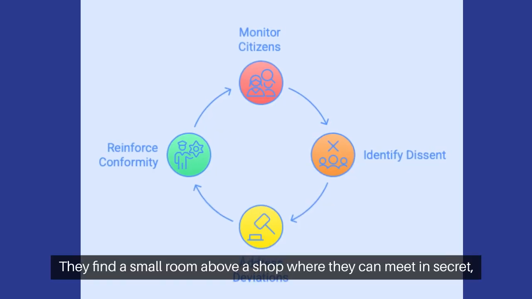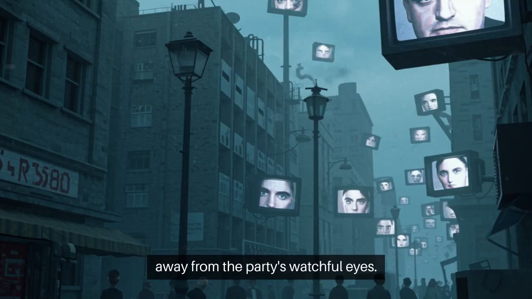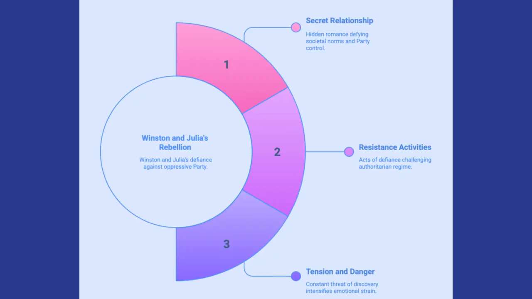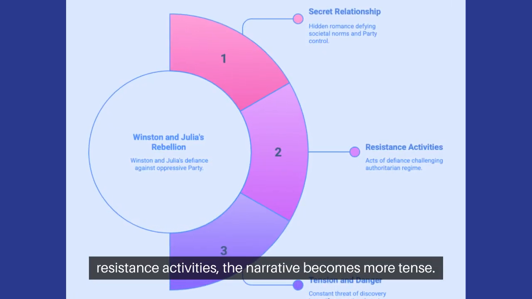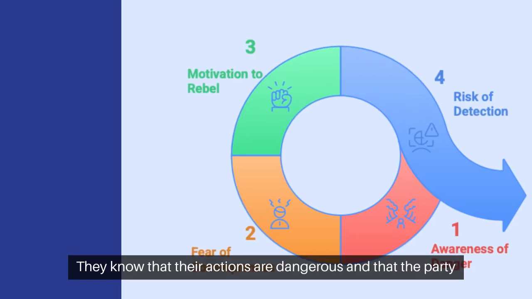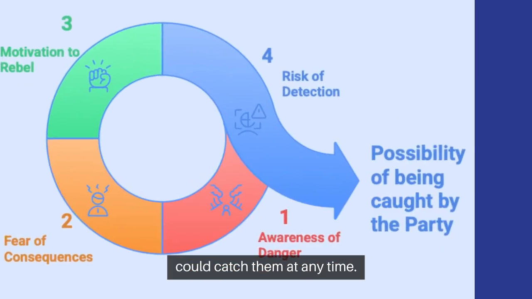They find a small room above a shop where they can meet in secret, away from the party's watchful eyes. This part shows the risks and challenges of fighting against the government. As Winston and Julia continue their secret relationship and resistance activities, the narrative becomes more tense. They know that their actions are dangerous and that the party could catch them at any moment.